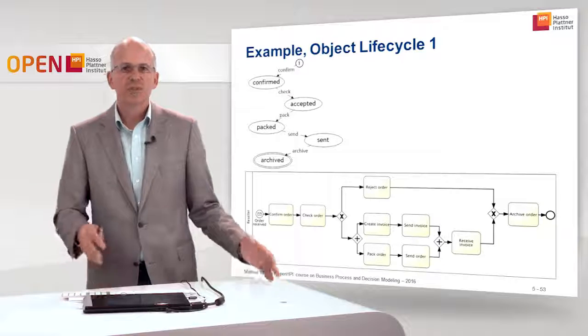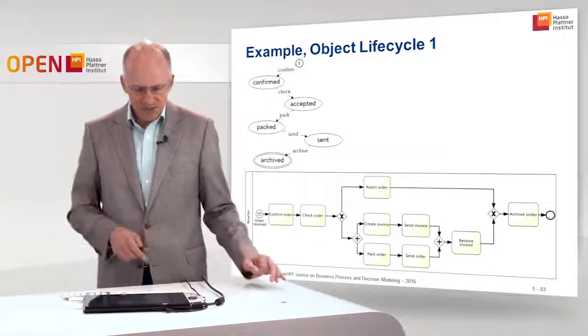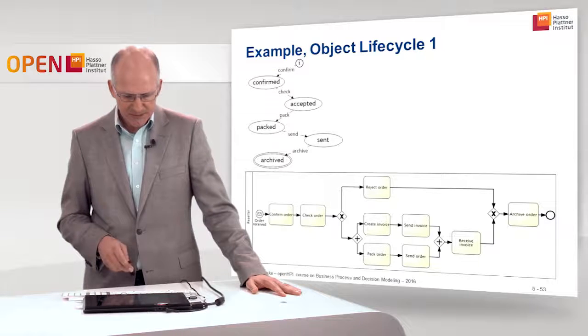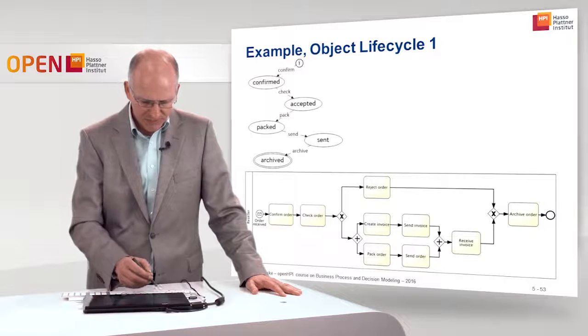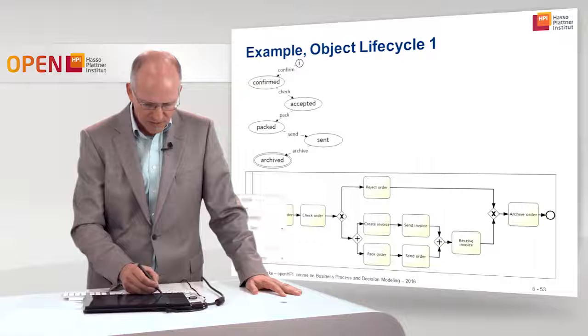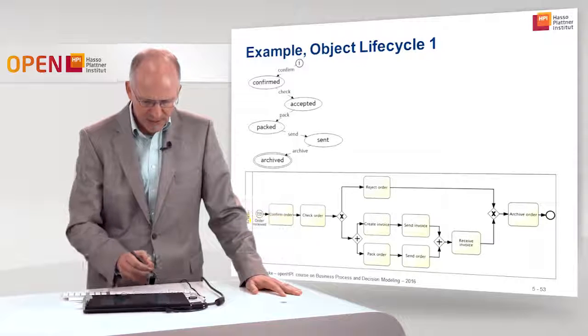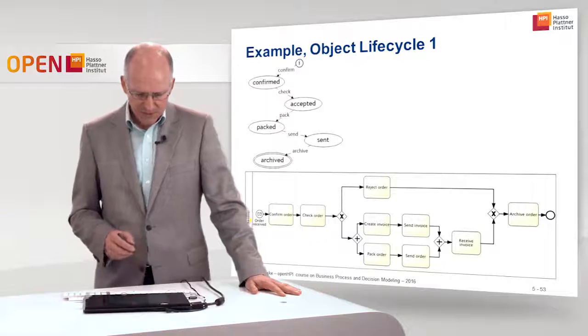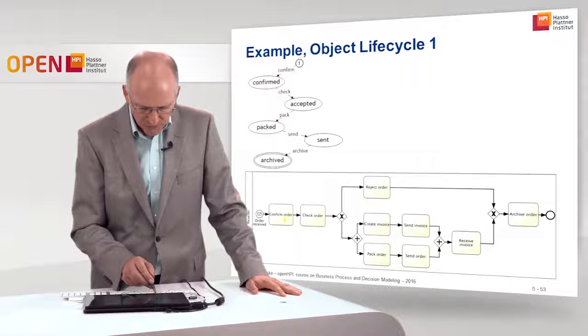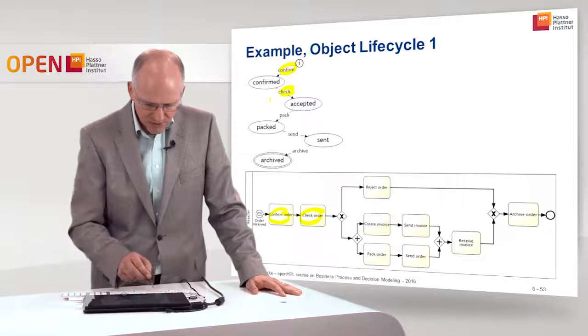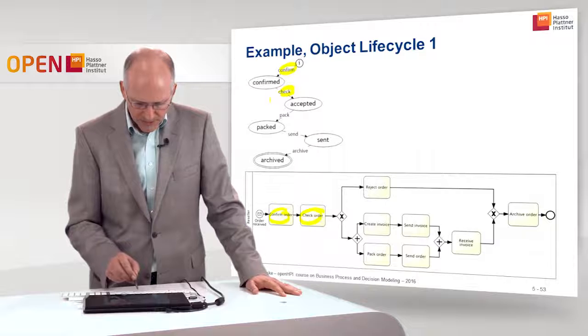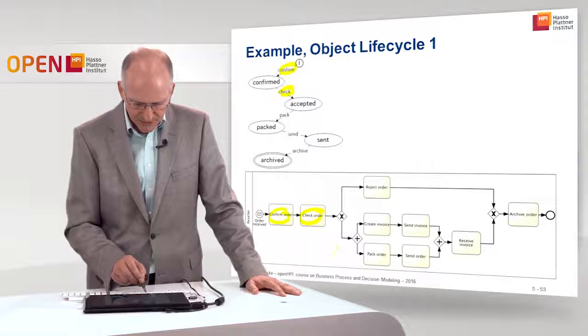So we have different scenarios, so the object lifecycle changes. The process model is the one we see here in the lower part. Let's check if this process complies to the object lifecycle. And here, let's see, we have confirmed order. Yes, we have here the confirm. Then we have the check, yes, state transition to check. And then we have a state accepted.